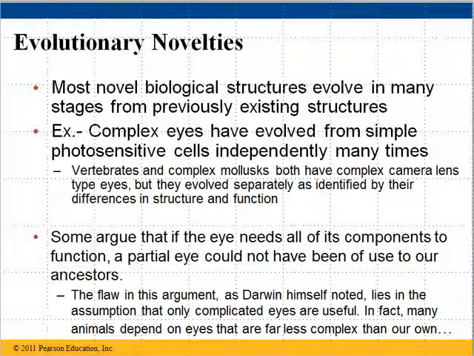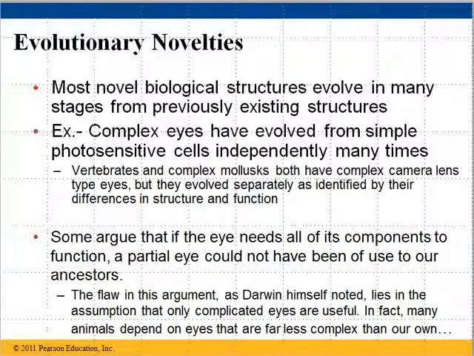Some argue that if the eye needs all of its components to function, well, then a partial eye would have been of no use to our ancestors. As if the human eye has, let's say, 10 different parts, and they tend to think that a while back perhaps only 9 parts were there, or then only 8 parts were there, and if you didn't have all 10 parts, you're not going to have any good parts to it. You're not going to have any benefit.